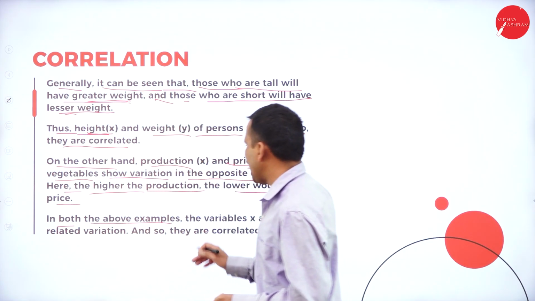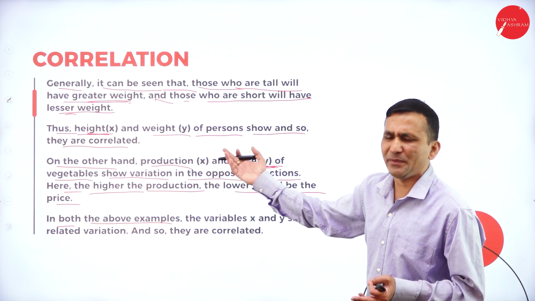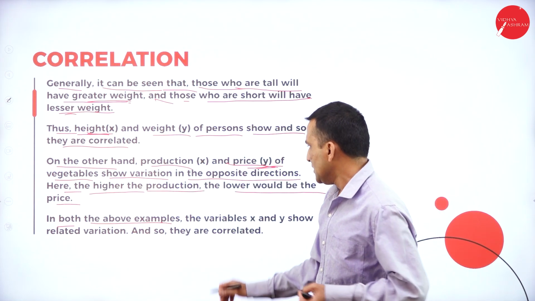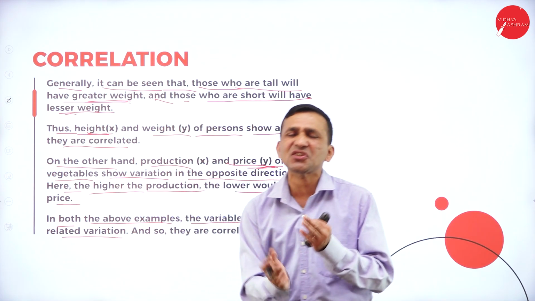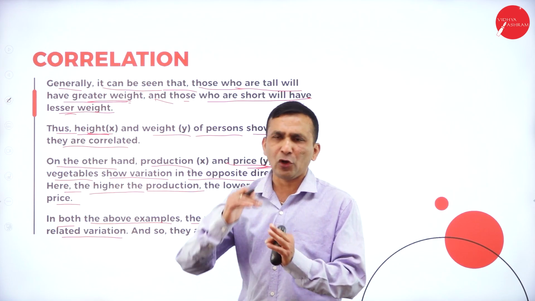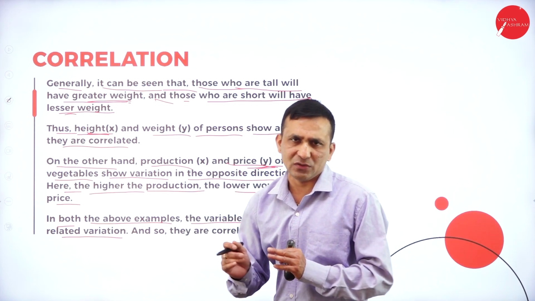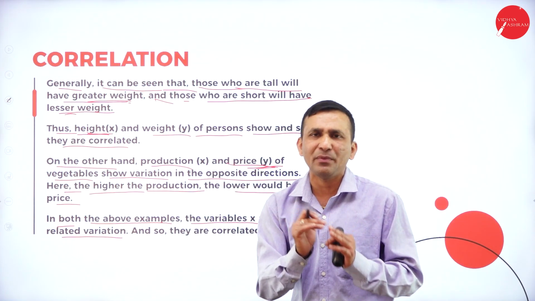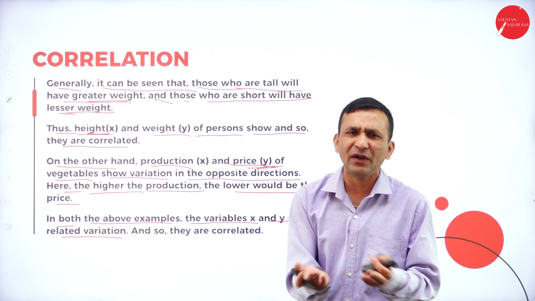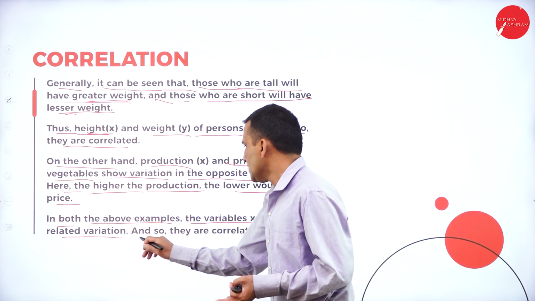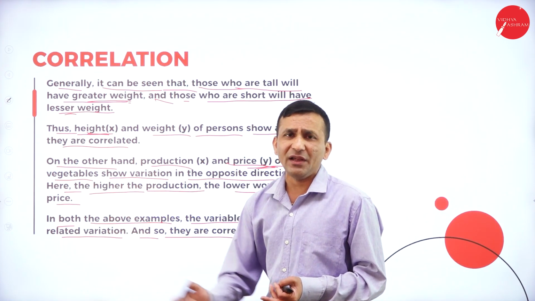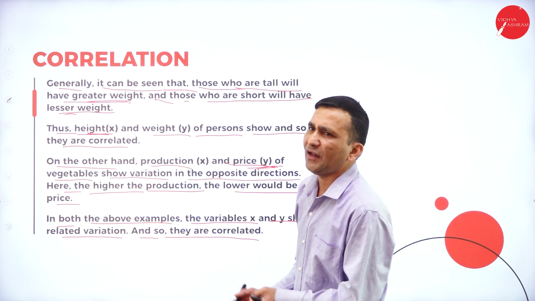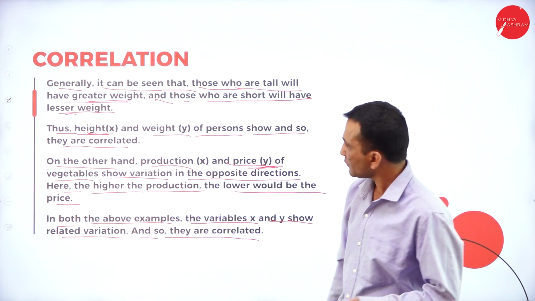In both the above examples, and there are many examples to understand correlation, the variables X and Y show related variations. If the production is increased, the price is reduced. If the demand is increased, the supply is decreased. So the different types of variables are correlated. Based on correlation, because there are different areas where correlation is used.